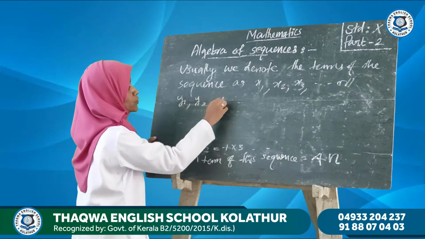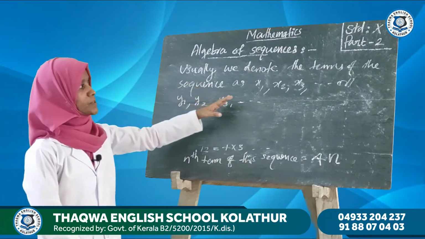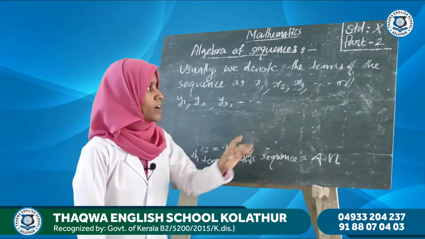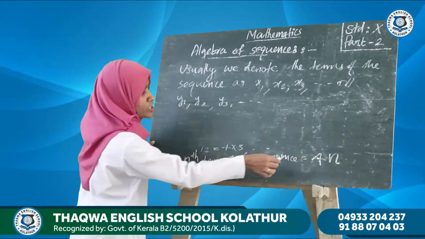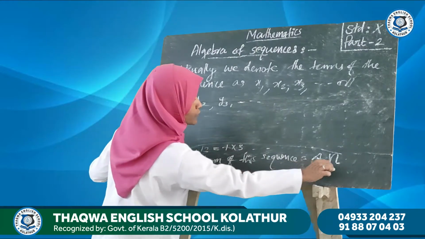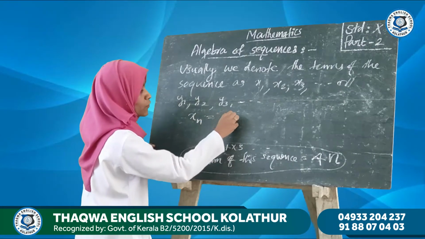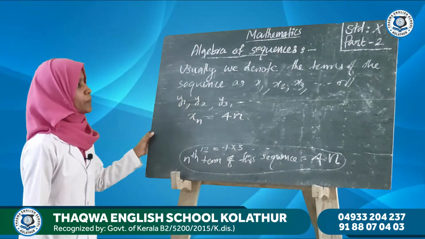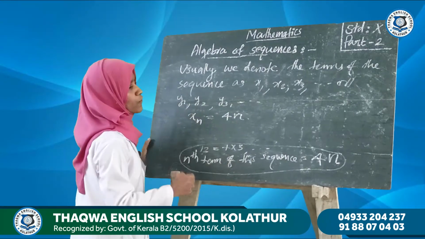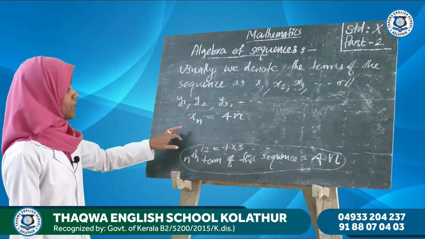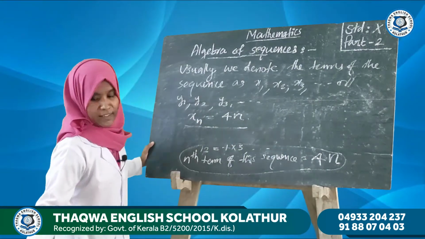y1, y2, y3, etc. We can represent the terms of a sequence in algebra as x1, x2, x3, etc. or y1, y2, y3, etc. So we can shorten this nth term of the sequence as xn equals 4n. Okay. Now we can say that the algebra of the sequence 4, 8, 12, etc. is xn equals 4n.